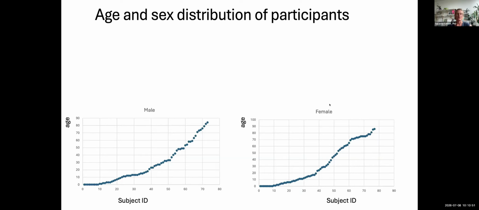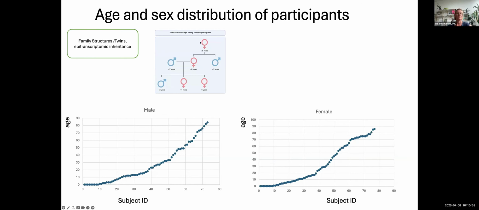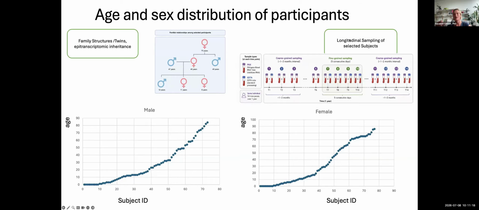And as I already spoiled, we also had some family structures. We have identical twins. We have, for example, also one complete family tree, like a grandma, her daughter, her son, daughter with husband, and then the 3 grandchildren, which is also nice to investigate epitranscriptomic inheritance. And also one longitudinal sample of at least one selected subject, also others, but this was the longest one, which currently has more than 14 time points during a year, with a gap of sometimes 1 to 2 months, and also 1 week where we sampled consecutive days.